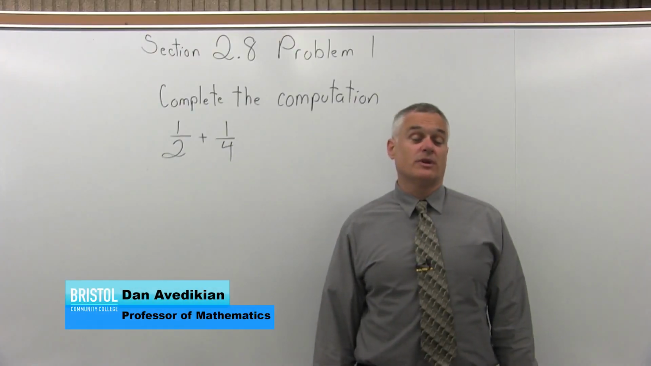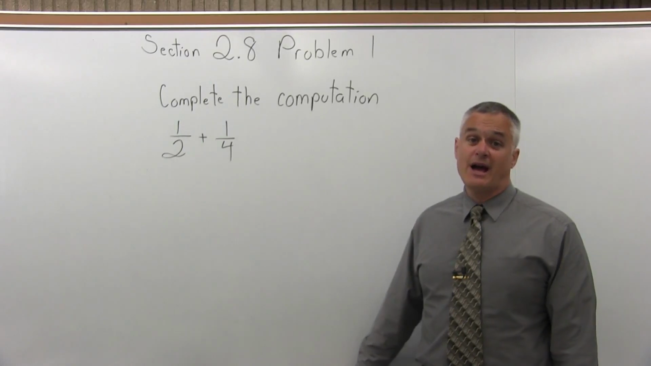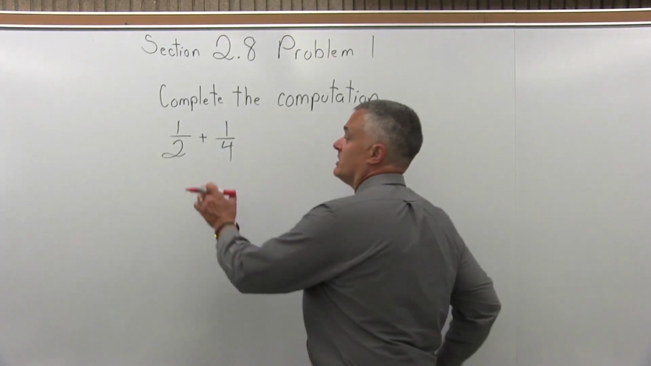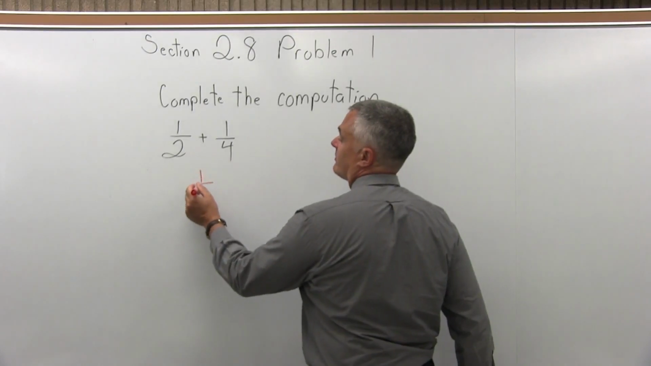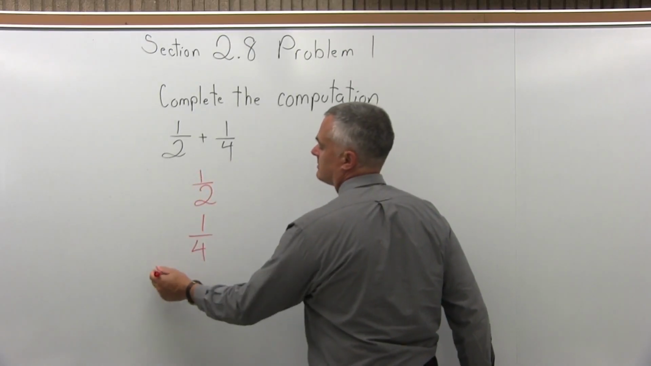This is Section 2.8, Problem 1. It says complete the computation 1/2 plus 1/4. Well, for problems like this where we need to find the common denominator, I prefer to write the problem in the vertical format like this.